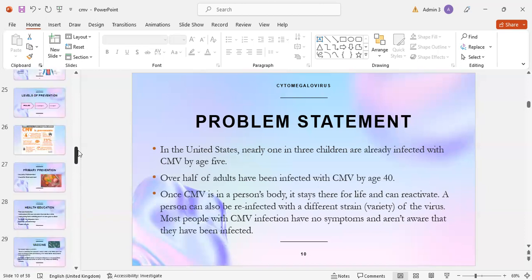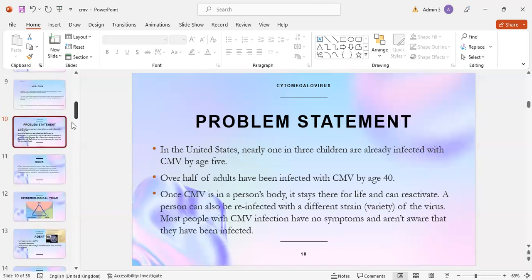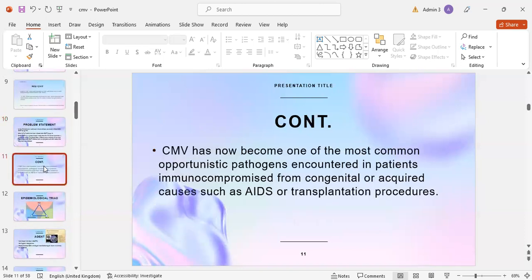So, cytomegalovirus has now become one of the most common opportunistic pathogens encountered in patients immunocompromised from congenital or acquired causes such as AIDS and transplant procedures.